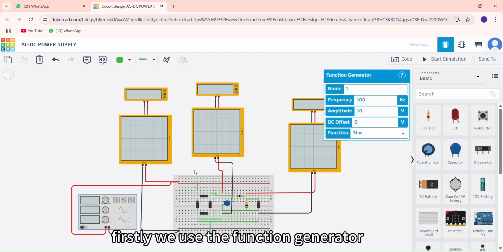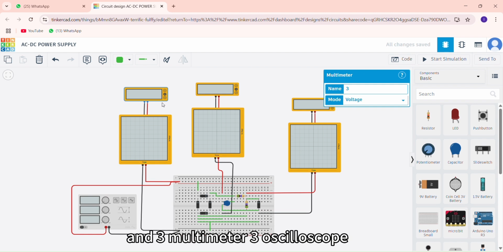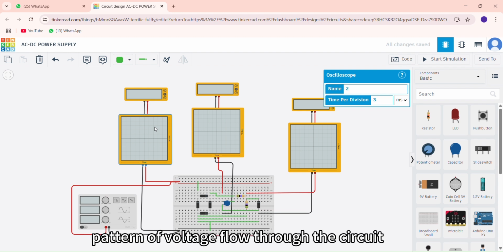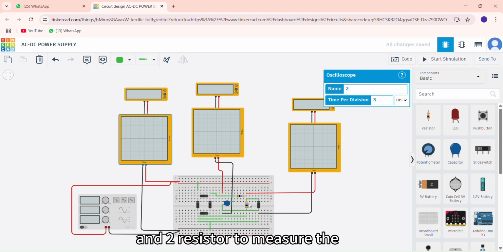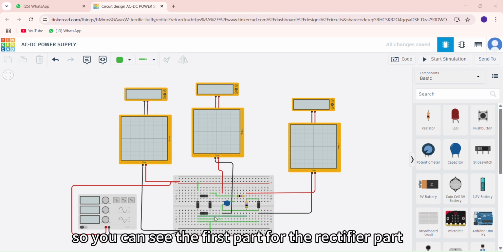Firstly, we use the function generator as our AC power supply, and 3 multimeters and 3 oscilloscopes to obtain the voltage values and see the pattern of voltage flow through the circuit, and 2 resistors to measure the potential voltage. This breadboard is connected to all the components. So you can see the first part.